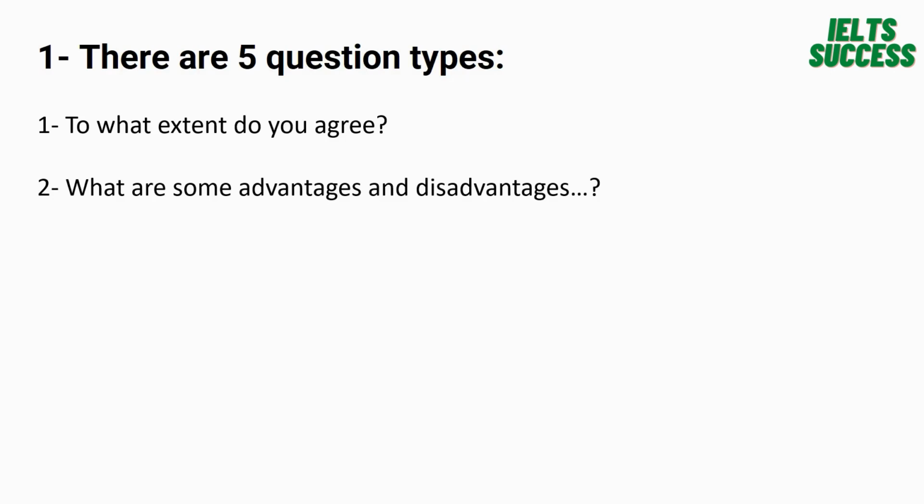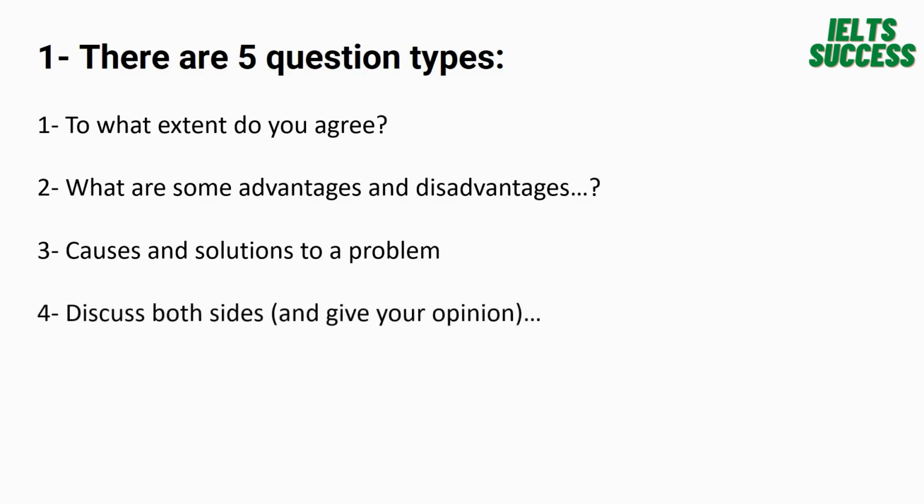You are given an idea and you have to discuss the pros and cons, or the positive sides and the negative sides of this idea. The third type is causes and solutions to a problem, and it's clear that you will be given a problem and you're asked to write some reasons and come up with solutions for this problem.